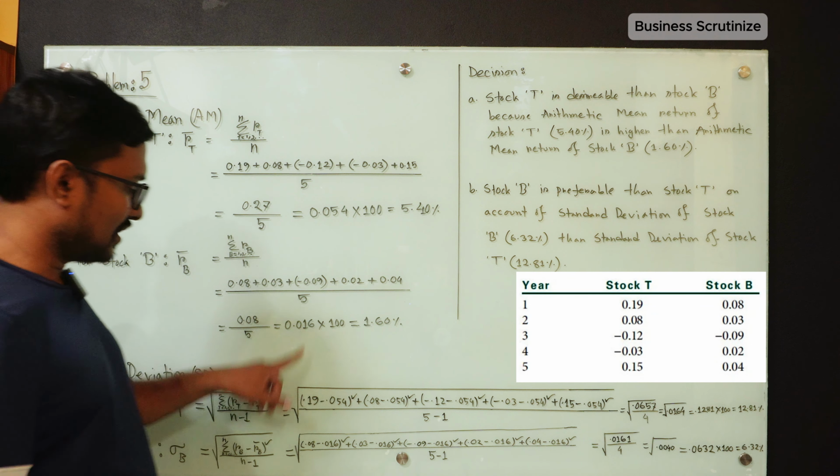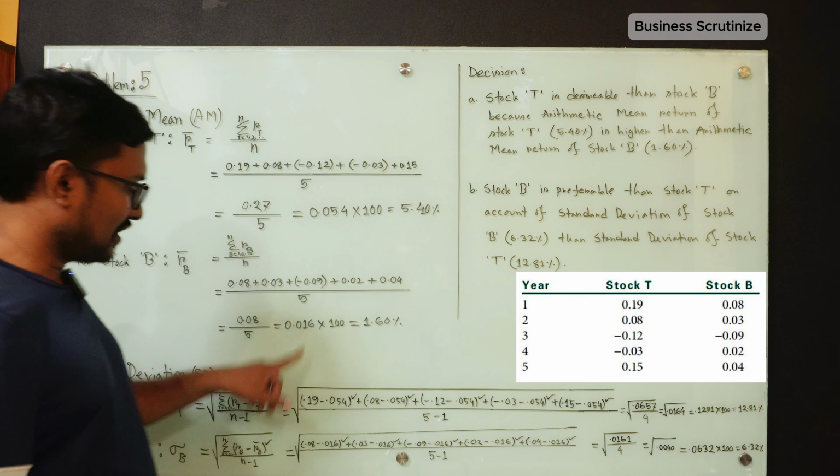So we write (0.08 minus 0.016) whole square plus, for the next year, (0.03 minus 0.016) whole square plus, for the third year, (minus 0.09 minus 0.016) whole square, and in this way we input the fourth year's and fifth year's data, and then we divide by 5 minus 1. We just use our calculator to compute the numerator value. If we compute, then we will get 0.0161 divided by 4, and after division it should be 0.004.